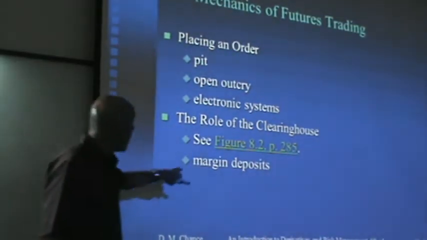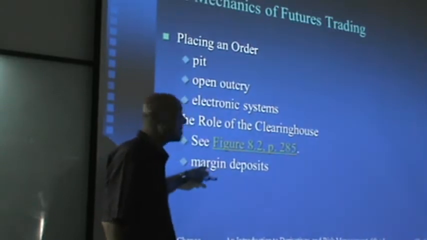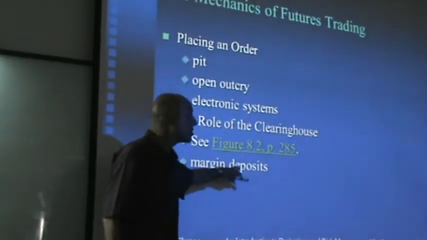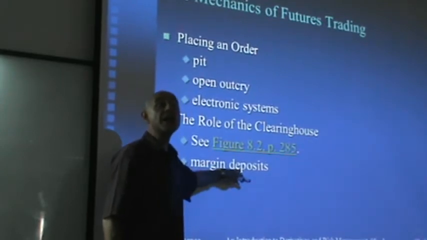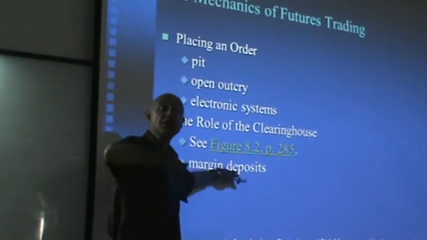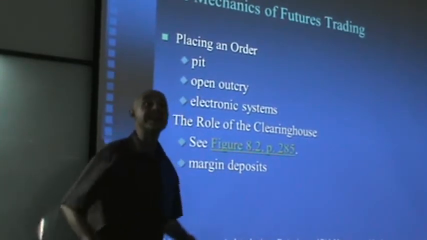So, the main role is to maintain credit through margin deposits. Everybody's got to keep money at the clearinghouse. And if you fall below the threshold, you're out, you're sold, you're liquidated.